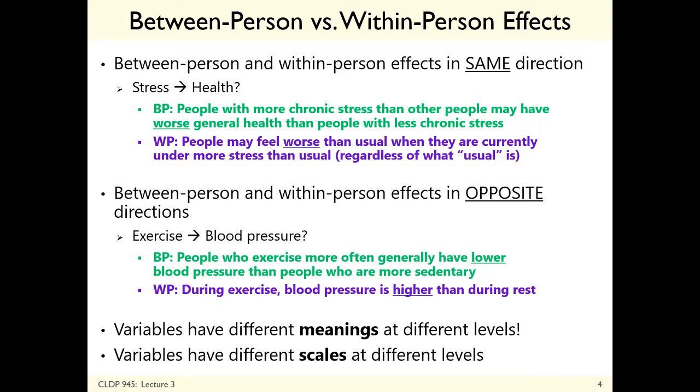However, when you are actually moving, your blood pressure is higher than when you're at rest. So one relationship is positive and one relationship is negative. And yet they're both true. What blood pressure means differs across levels of analysis. It can be a proxy for general fitness, or it can be a moment-to-moment indicator of activity level. It's both.